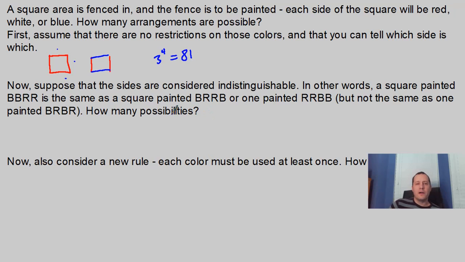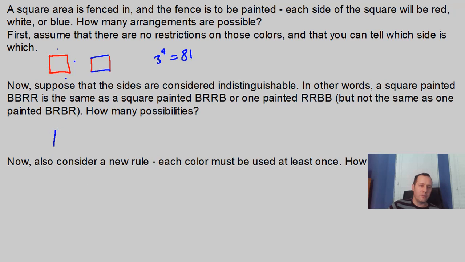Now, it gets a little more complicated if we start putting some stipulations in there, or start saying, hey, what if we can't really tell the difference, right? Like, you get your four sides, and it's a square fence, and there's no gates maybe, so each side looks the same, right? So I'll give this example: blue, blue, red, red is the same as blue, red, red, blue, right?